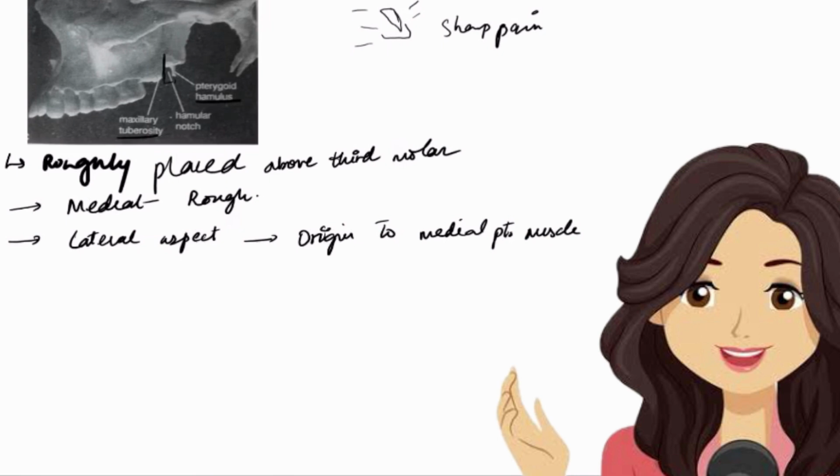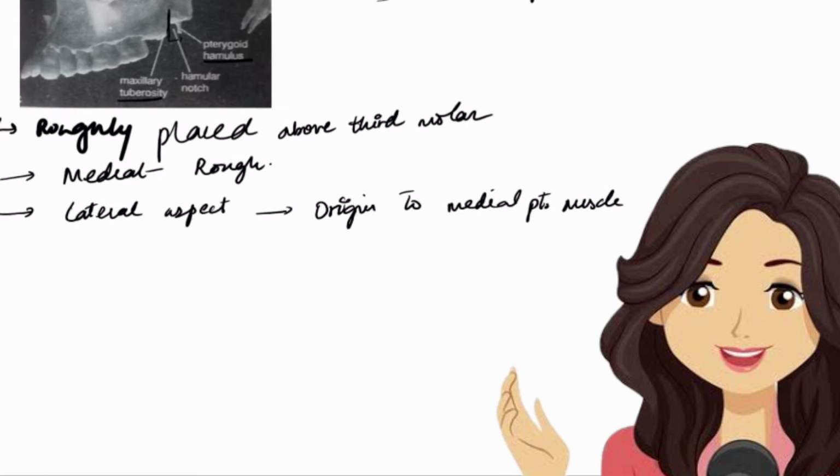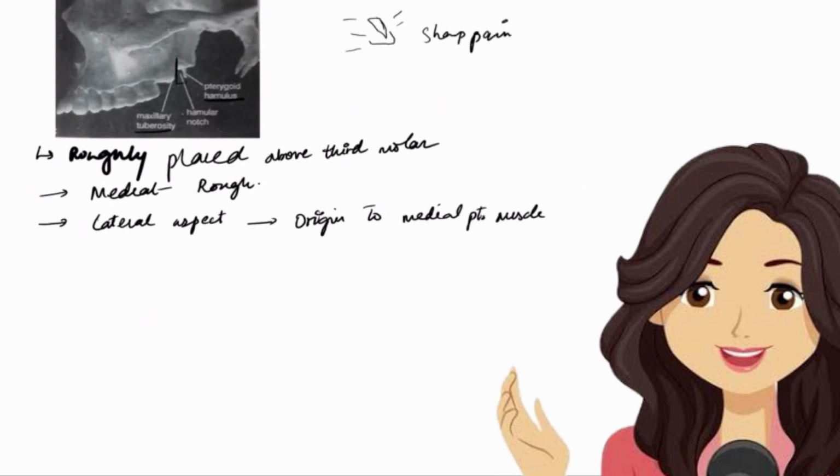There are 4 processes of the maxilla. Roughly, you have the frontal process, alveolar process, zygomatic process, and the palatine process of the maxilla. That is about the gross anatomy of the maxilla.